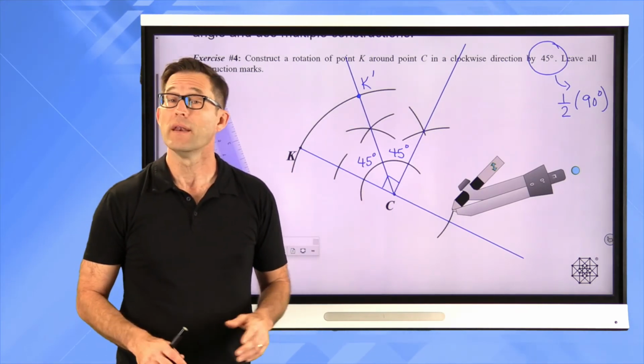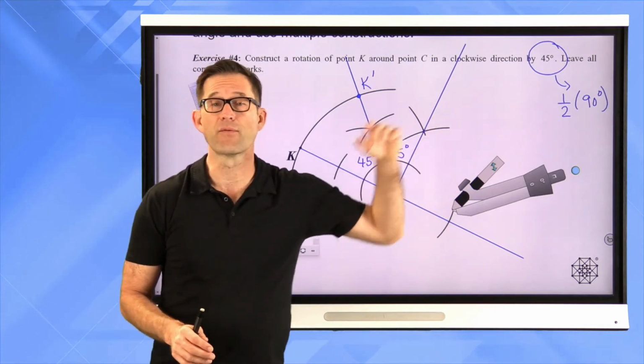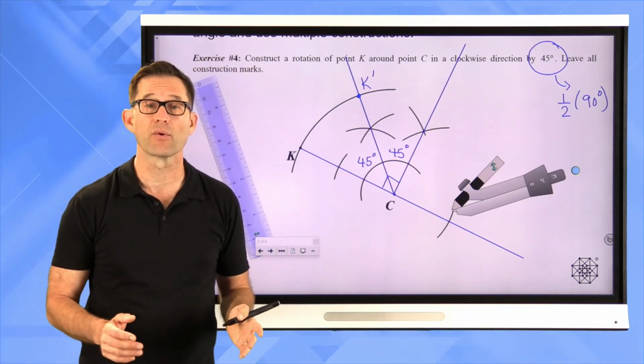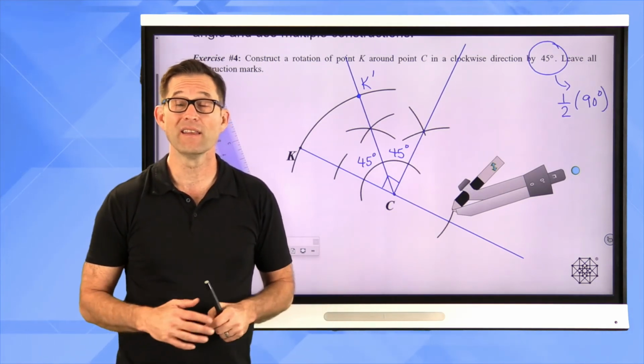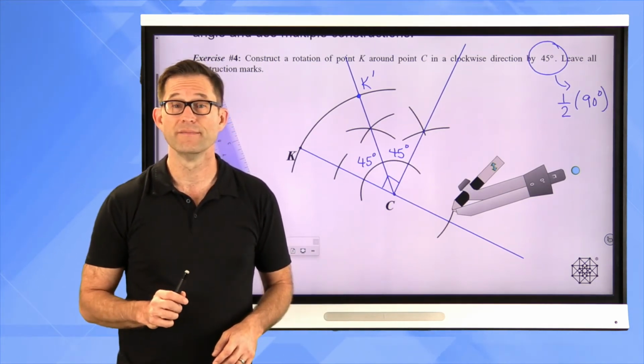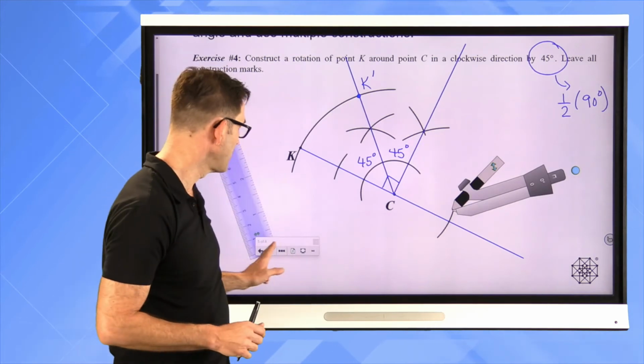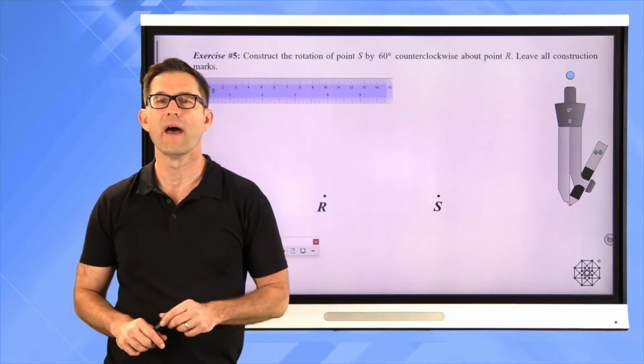Kind of cool. Now, if you don't realize that 45 degrees is half of 90 degrees, this becomes a very tricky construction, obviously. And it's not that easy even if you do realize it. All right, let's keep taking a look at these special types of rotations. Exercise number 5.